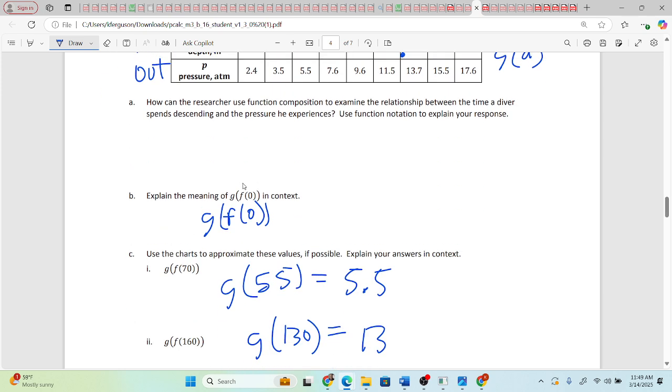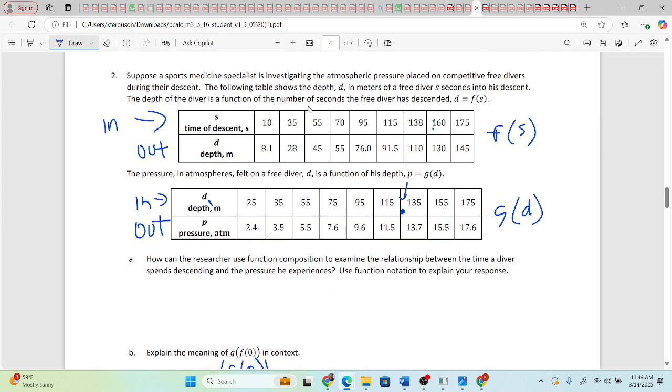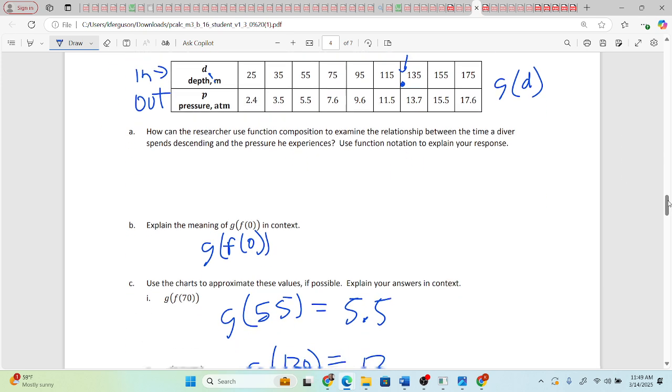Again, we're not talking about what the answer is, we're just talking about the meaning of that. So f is a function where I figure out their depth if I know how many seconds they dived. Well, 0 is my input. So 0 seconds is how long this person dived. Then what's the pressure when they dive for 0 seconds? There's nothing on our chart. We don't really have to worry about the answer, but they just want to make sure you understand what the meaning is.